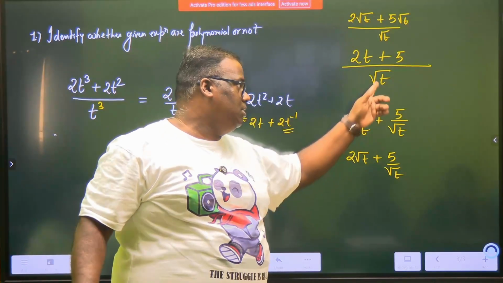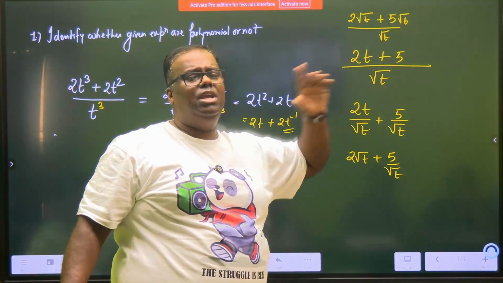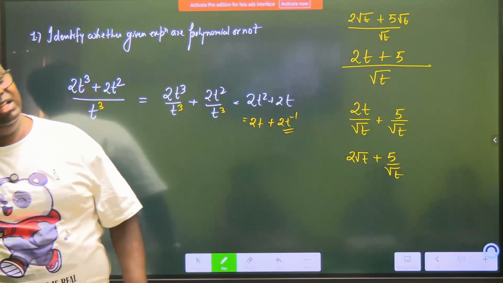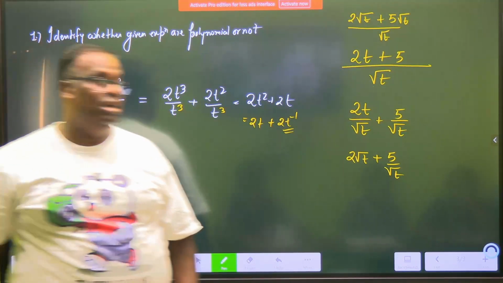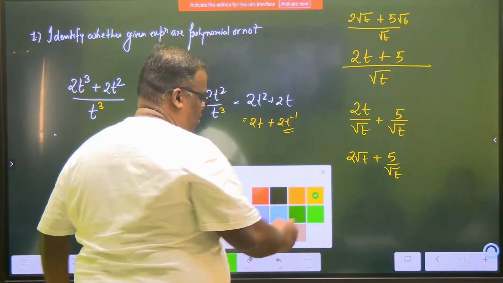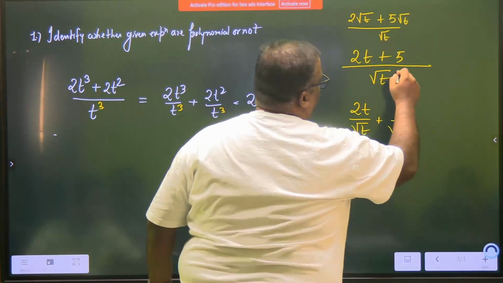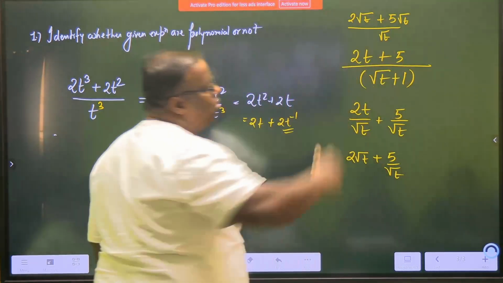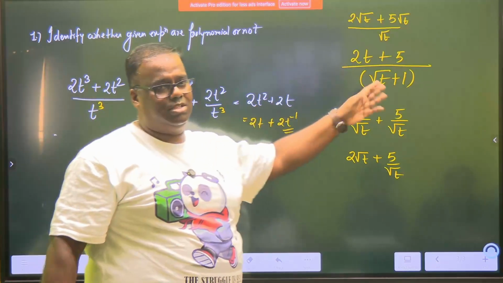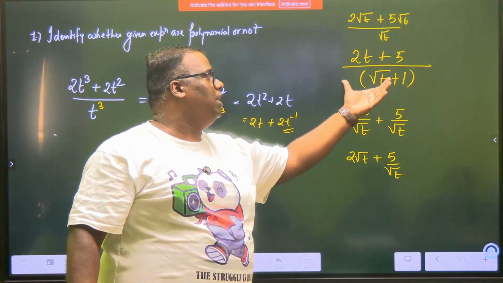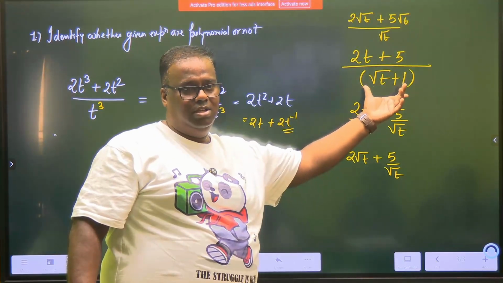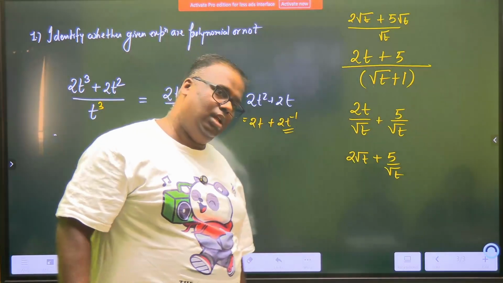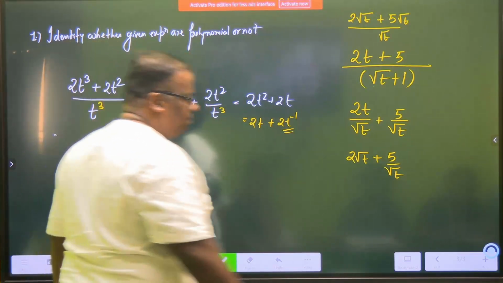Don't check the variables by keeping some below and some above. Bring everyone on top and then check the variables. Suppose this denominator was like this. Now you can't bring it on top separately. Now it straight away fails because it will be 2t by this, 5t by this. So it fails. Clear? Let's move ahead.